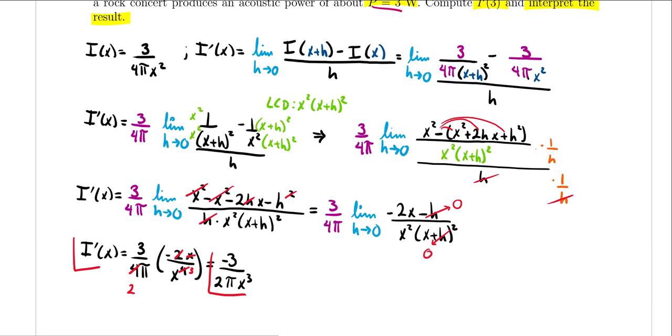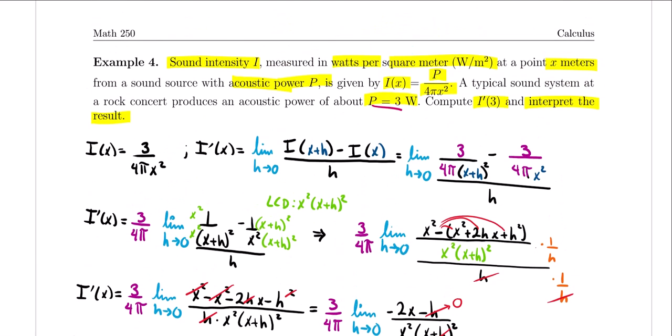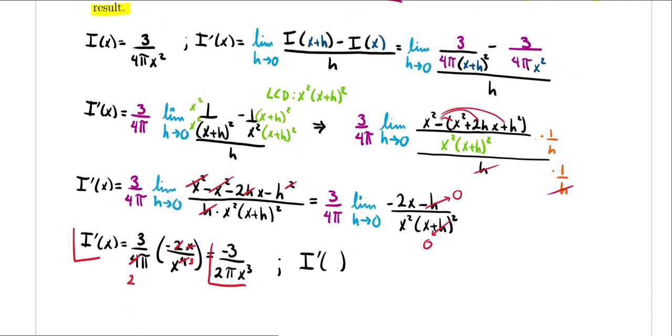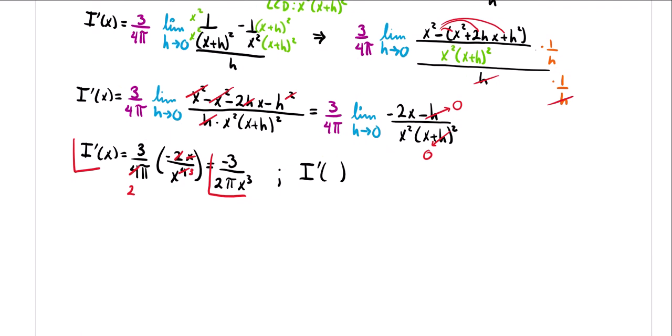Alright, so last and final thing to do here, or second to last, now that we know the derivative, what would be the derivative evaluated at an x value, which was measuring the distance away from the sound source, x meters away. Now for our problem it is 3. So what would be the intensity of the sound? Well, not quite the intensity, but the rate of change of the intensity of the sound at 3 meters. So I prime of 3 is going to be equal to negative 3 over 2 pi times 3 cubed.